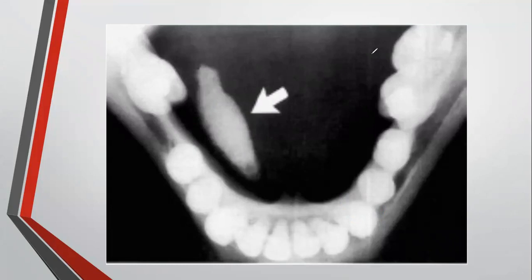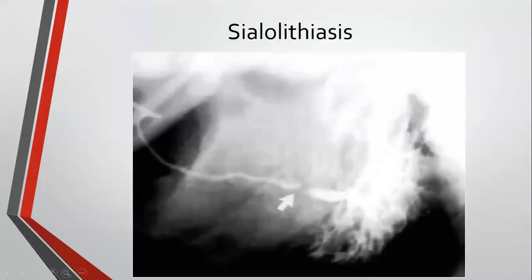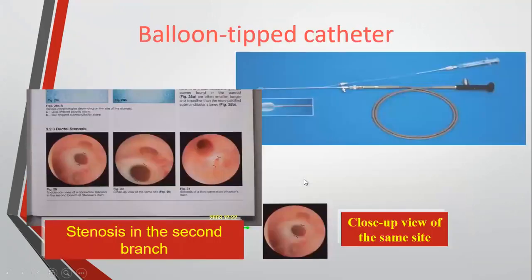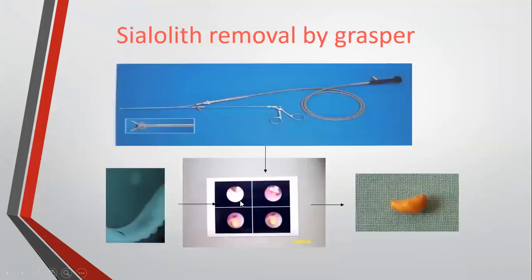Now moving forward, there is a stone here. You can see the radiolucency marked with a marker here. For the opening stenosis, we enter with a balloon tip catheter, and you can see that there is stenosis in the second branch. This is a basic example, and then we remove the stone with the help of a grasper.